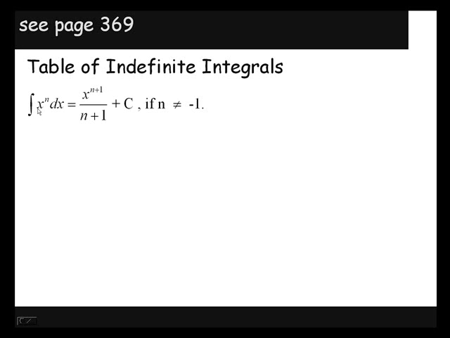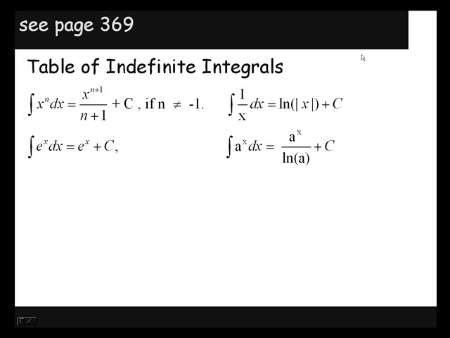We've been dealing with this one. If we have a power, we add 1 to the power and then divide by the new power, and then we need to slap the plus c on there because we don't know what the constant would be. This is for n not equal to -1. The integral of 1 over x is the natural log of the absolute value of x plus c. The integral of e to the x is e to the x plus c. The integral of a to the x is a to the x over the natural log of a plus c.